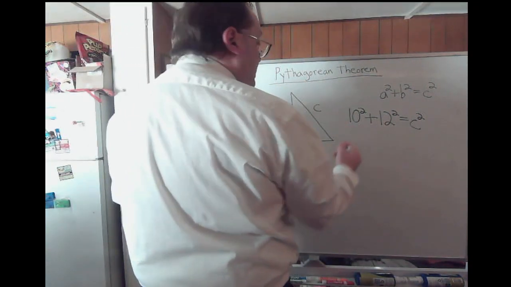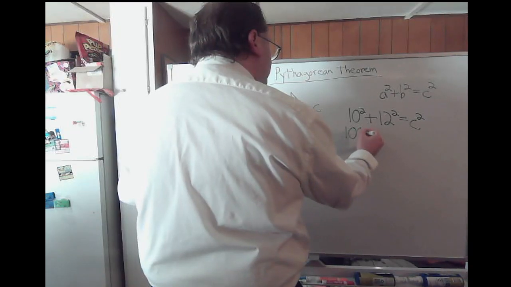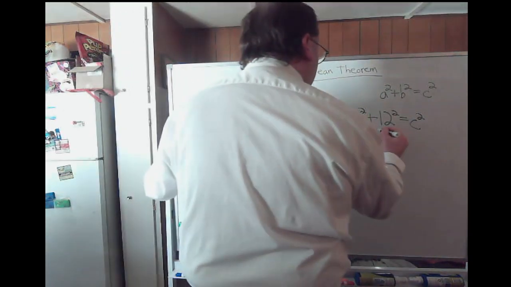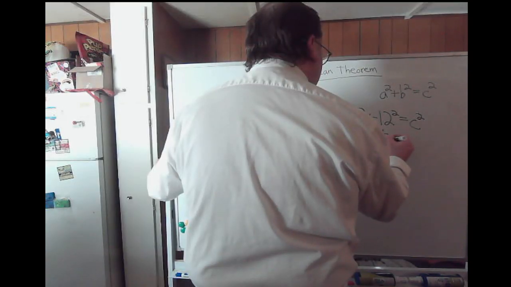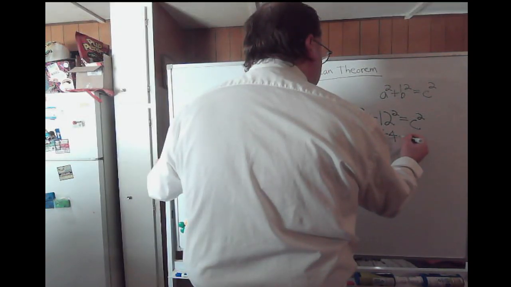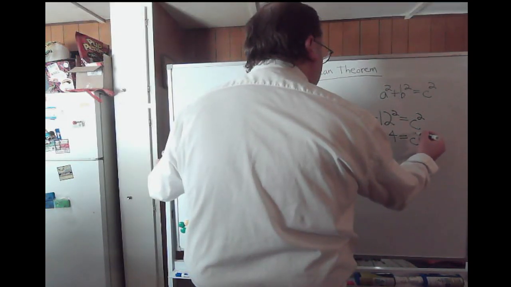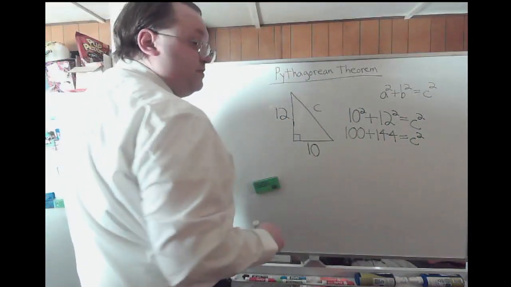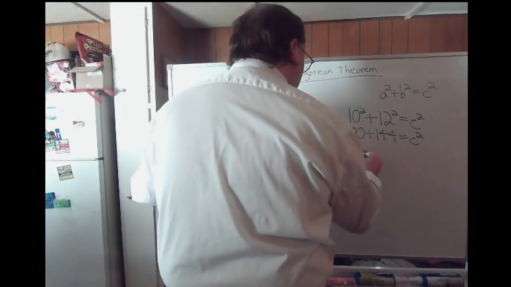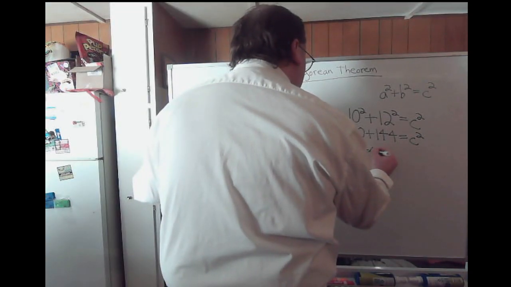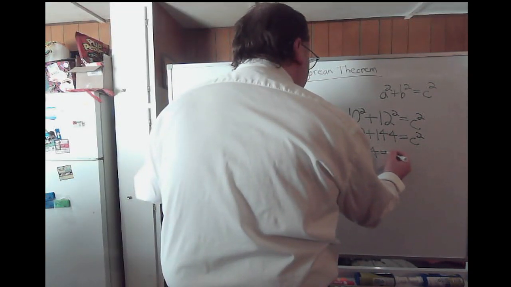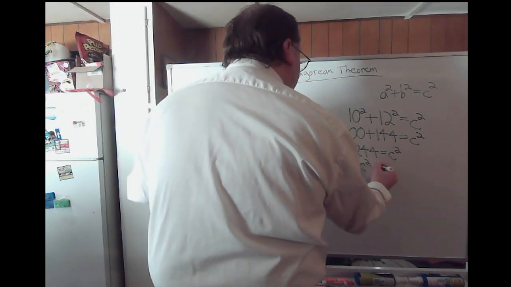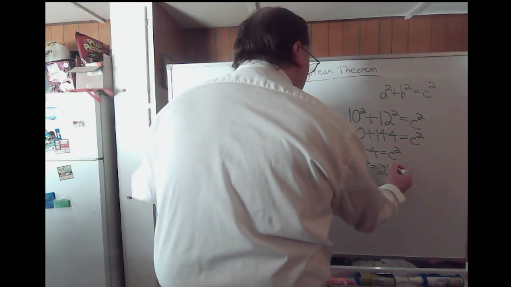Well, what's 10 squared? That's 100, plus what is 12 squared? That's going to be 144. That is equal to C squared. Now on the left side, of course, you're going to do your addition. 100 plus 144, well, that's 244, which is equal to C squared, which can be rewritten as C squared equals 244.